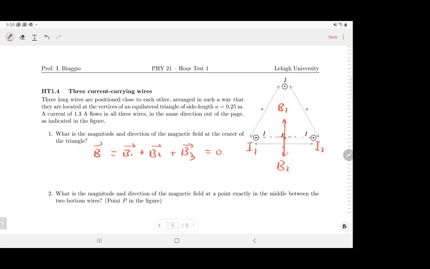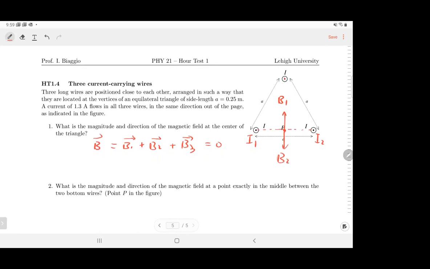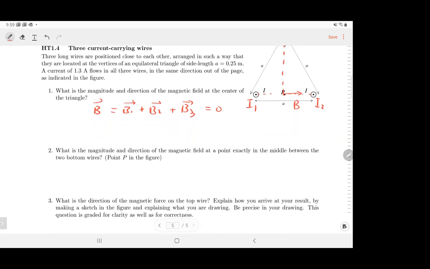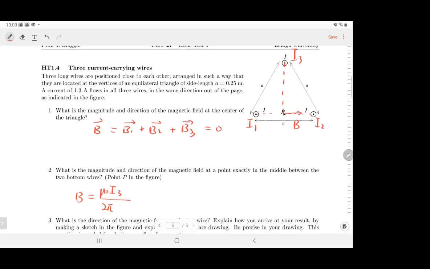So at the point P, you will find that the magnetic field generated by the current one and the current two cancel. So we don't need to consider these two magnetic fields. We only need to consider I3, right? I3 generates a magnetic field going to the right. So if we have the magnetic field going to the right, we're going to use the equation B equals mu naught I3 over 2 pi times the distance from I3 to P. Okay, the distance from I3 to P is a over 2 times the square root of 3.